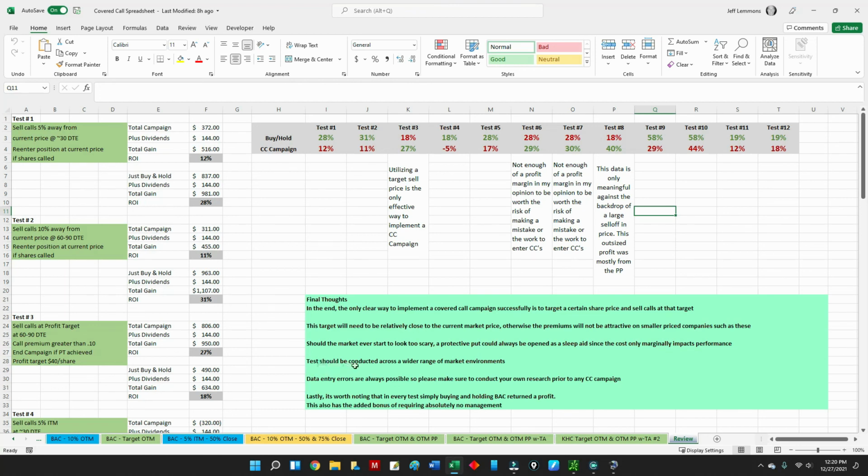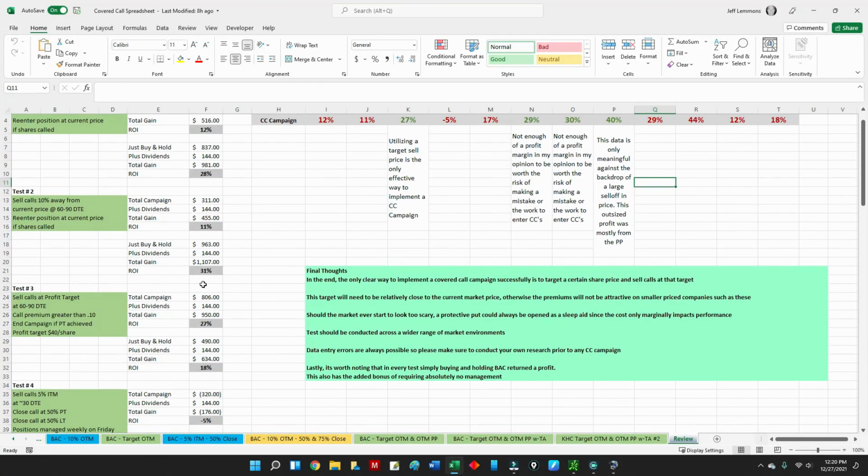The test should be conducted across a wider range of market environments, and then the data entry errors, like I mentioned at the very beginning, are certainly possible. I was moving a lot of numbers back and forth from the platform into the spreadsheet, so there could be some discrepancies here that I may not be aware of at this moment.